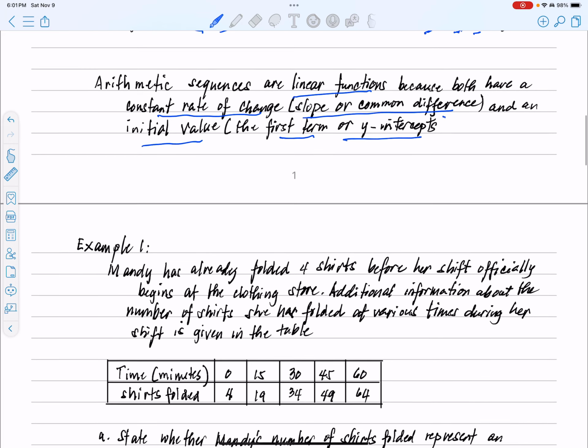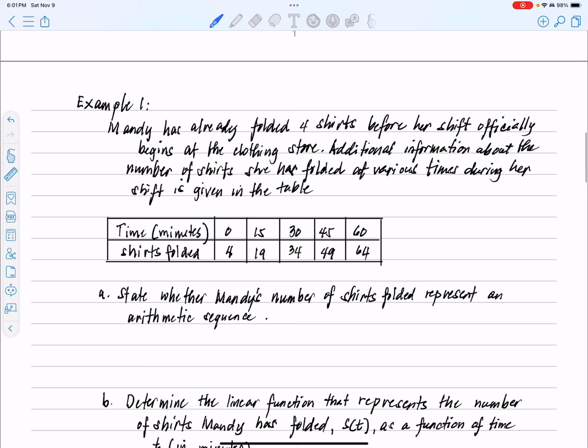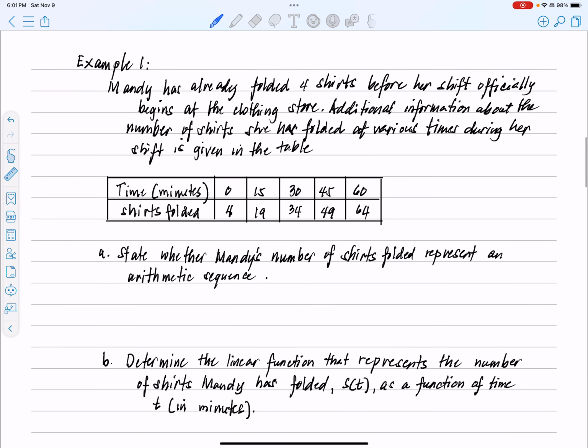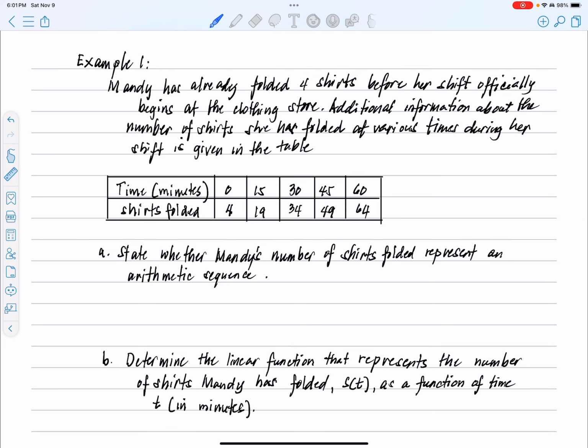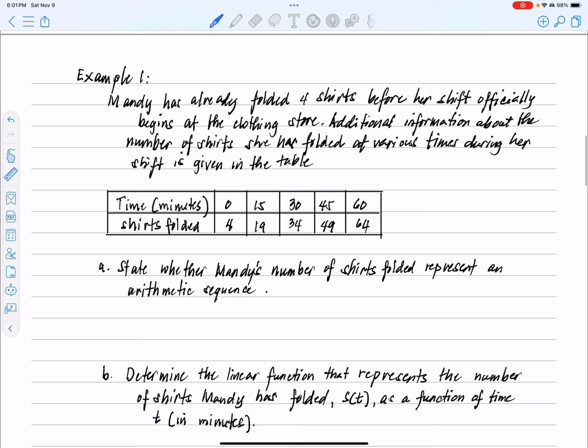Monday has already folded 4 shirts before her shift officially begins at the clothing store. Additional information about the number of shirts she has folded at various times during her shift is given in the table. So if we look at the table, before her shift, that means time is 0. She had already folded 4 shirts.